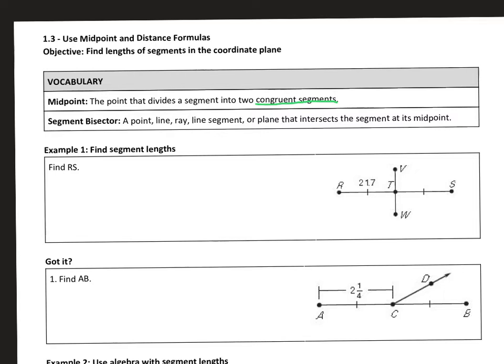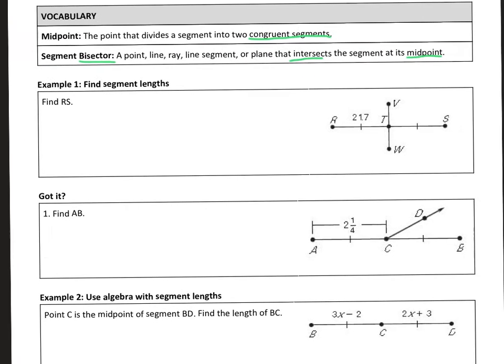A segment bisector. Bisector means it's some sort of geometric object that cuts something in half, okay? It intersects it at its midpoint. So a segment bisector could be a point, it could be a line, it could be a ray, it could be a line segment, or even a plane. So it's any geometric figure that intersects the segment at its midpoint, okay? So that first example is going to be an example of a segment bisector.